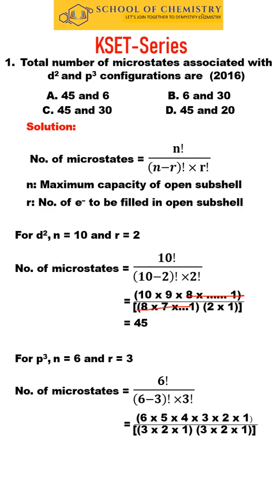Same story we can do here. The 3 into 2 into 1 portion, here and here, we can straight away cancel out. So now we are left with 6 into 5 into 4. 6 into 5 is 30, 30 into 4 is 120. Then again divided by 3 into 2 into 1, which is 6. So it is 120 divided by 6, which is 20. And if you look at the options now, in option D, they have given 20 as the number of microstates for the p3 configuration, and even for d2 it is matching 45.